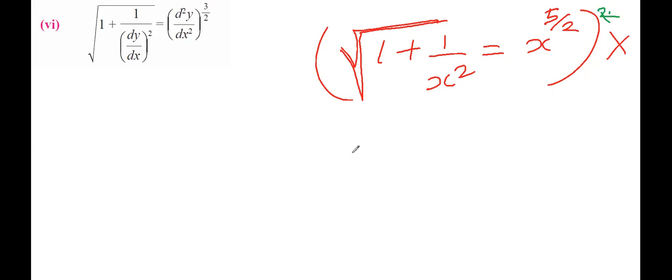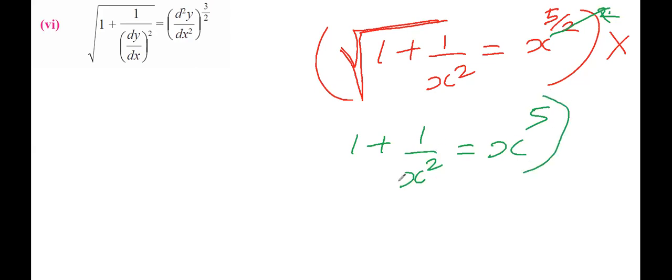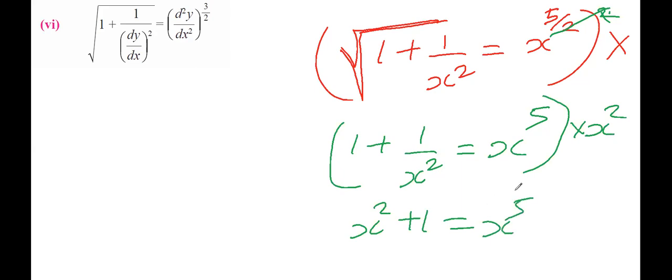When I square on both sides, this will become 1 upon 1 by x square, and this will become x to the power of 5. The 2 and 2 will get cancelled. Now here again you see x square in the denominator. This is again not a polynomial, so I will multiply by x square on both sides. So I will get x square plus 1 is equal to x to the power of 7. This is a polynomial.